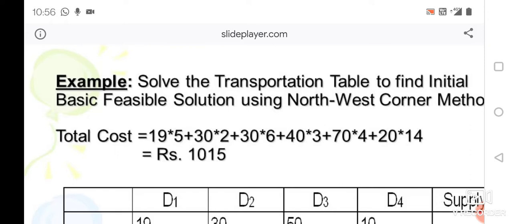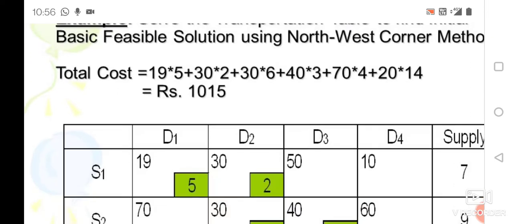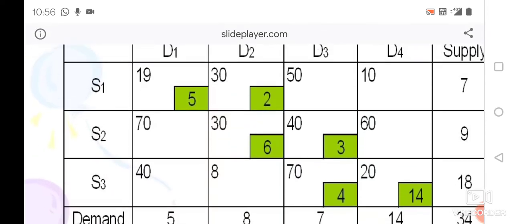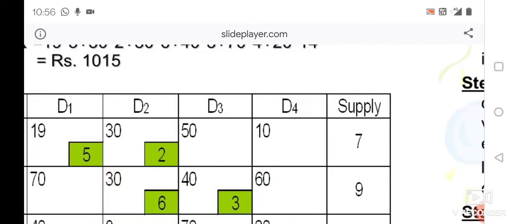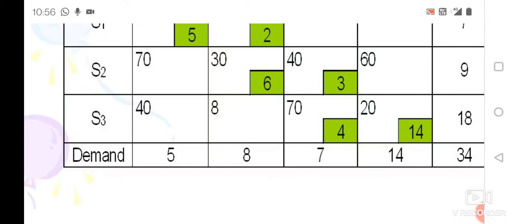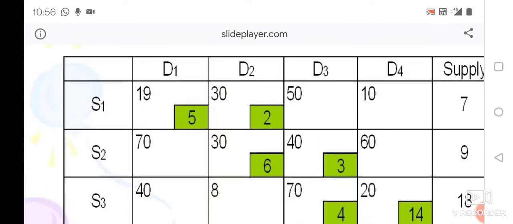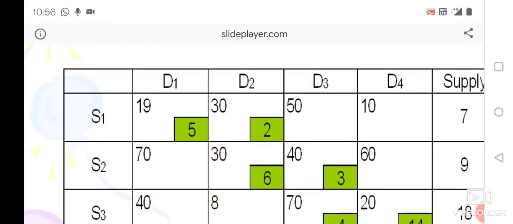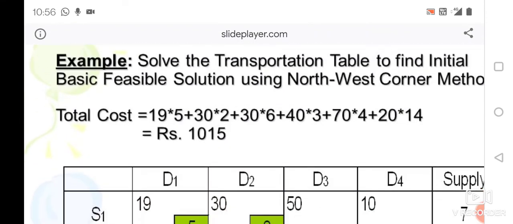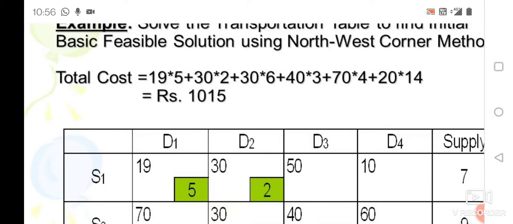Total cost is first x11, and x12, x13 value is 50, x14 value is 7. These are the resources s1, s2, s3. This is the supply 7, 9, 18 and 4, 18, and this is the demand of 5, 8, 7, 49, 34. This is the demand, and this is the value of 19.